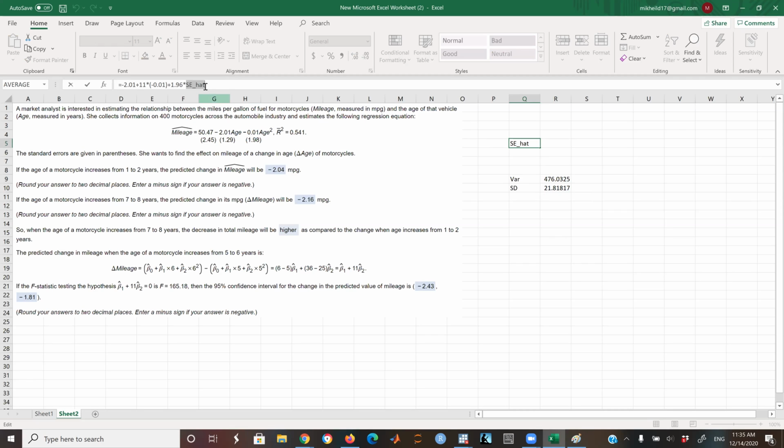It's 21.81, 81.7. Oh, I have it. That's probably because there is a correlation between beta 1 hat and beta 2 hat then.